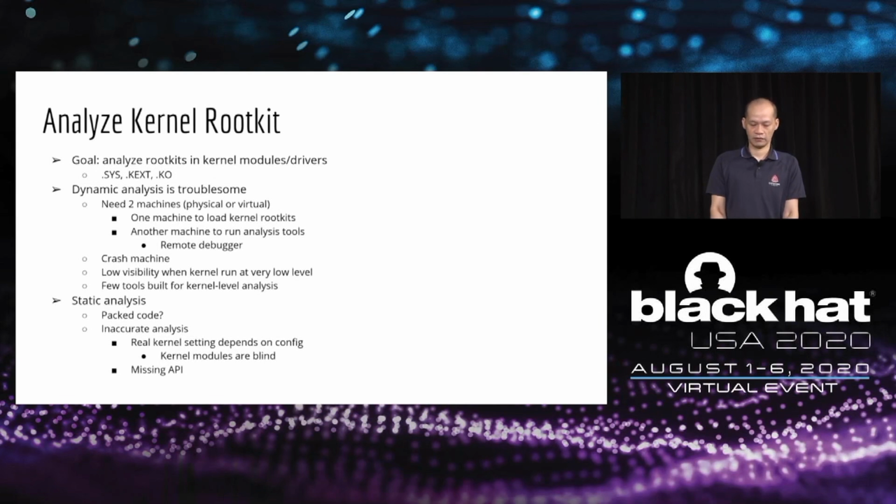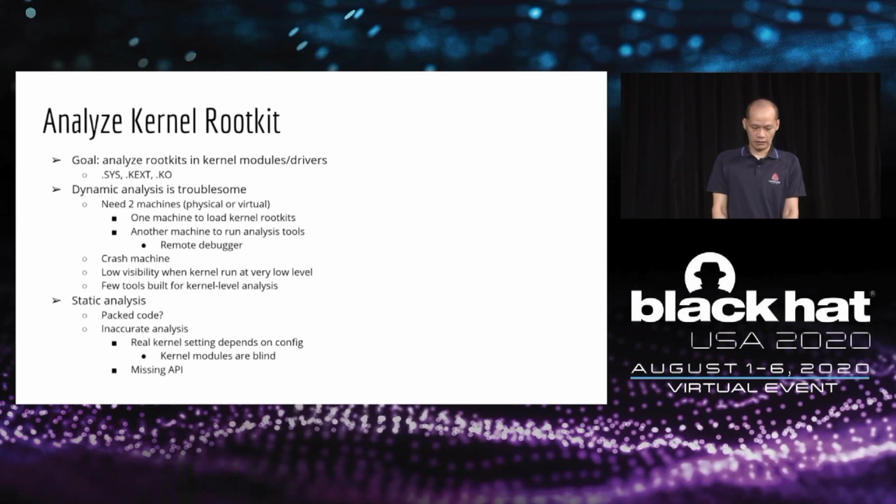The first way is that we can use dynamic analysis techniques. But this way is pretty troublesome nowadays. To analyze a kernel rootkit using dynamic analysis techniques, we need 2 machines, which can be physical machines or virtual machines. So we run the rootkit on one machine, and we run our analysis tool on another machine. And on the second machine, you can run a debugger connected to the machine that is running the rootkit.